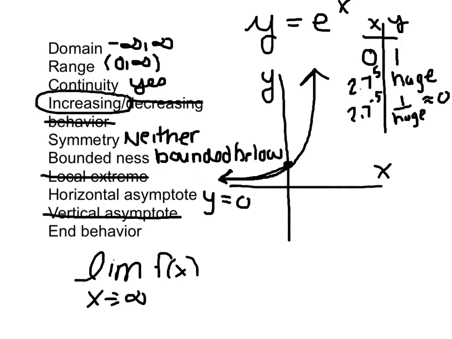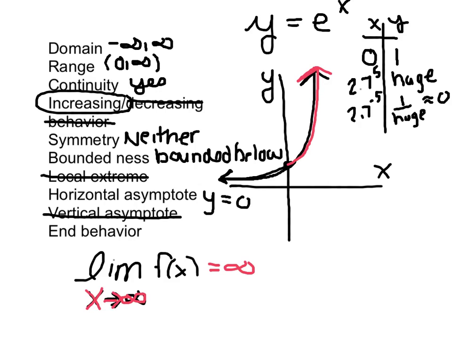So you can think of this part right here where it says x goes to infinity as saying as you're looking to the right, the function goes up. So that's positive infinity. So as it goes right, it goes up.